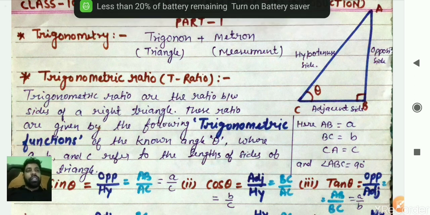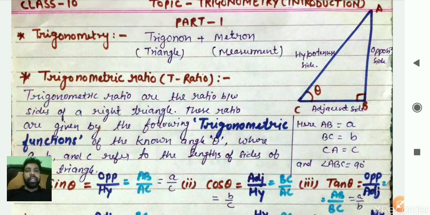So let's go to the next topic, that is trigonometry ratio. Before understanding trigonometry ratio, I would like to recall the right angle triangle, which you have learned in previous classes in standard 8 as well as in standard 9th. You have learned that a right angle triangle has three sides. One of them is called hypotenuse, second one is perpendicular, and third one is base.